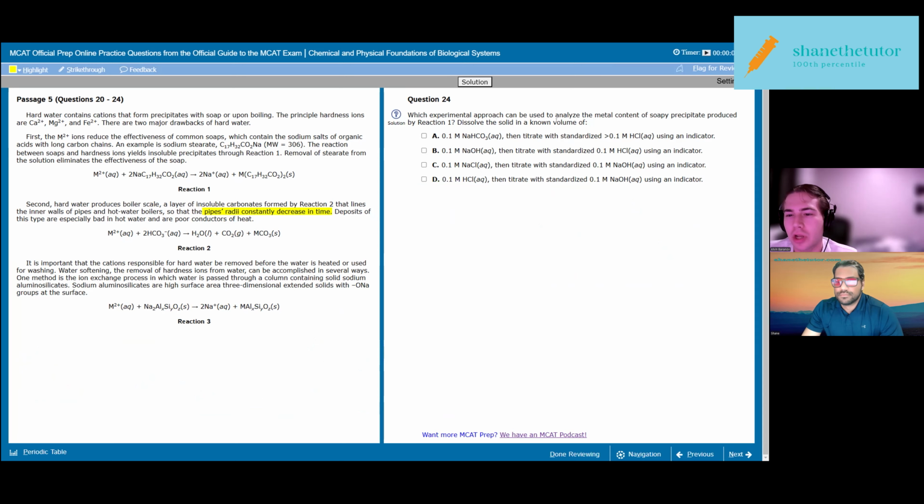Which experimental approach can be used to analyze the metal content of soapy precipitate produced by reaction 1? Dissolve the solid in a known volume of... Okay. Metal content of soapy precipitate produced. Metal content. Reaction 1.